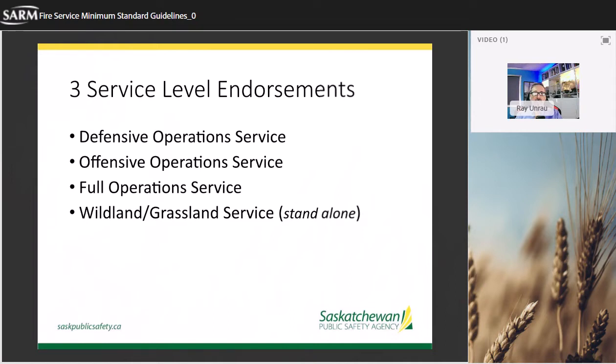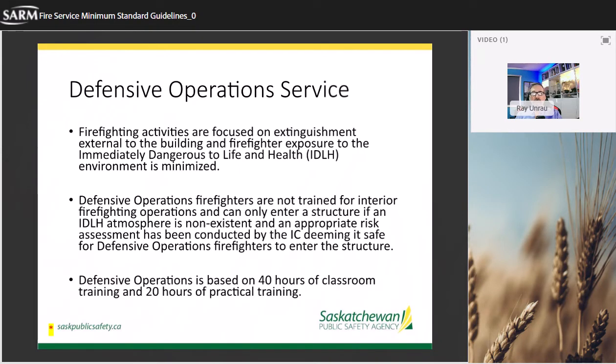Defensive is the basic level service, offensive is the middle level service, and then full operations, that's going to be those larger departments. As we go through some of those things, I think you'll see why the full operations department is really relegated more toward the full-time large departments because of the requirements. So the requirements in the defensive operations, I think you're all going to have copies of the presentation, so I'm not going to try to read this word for word.